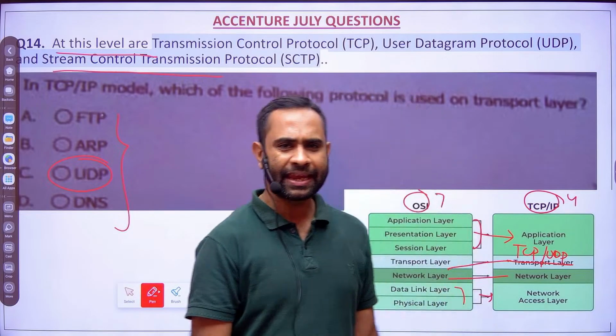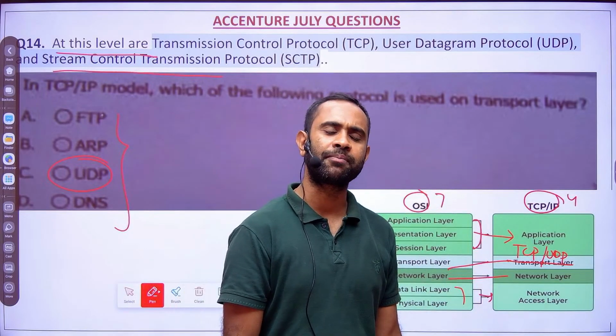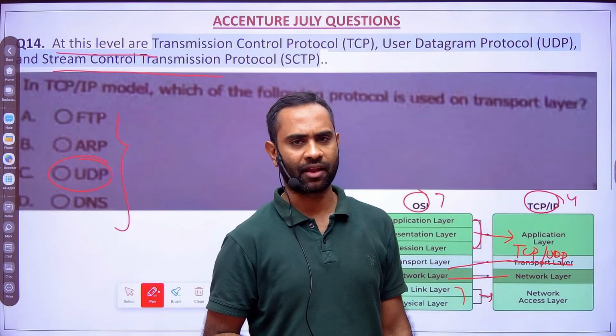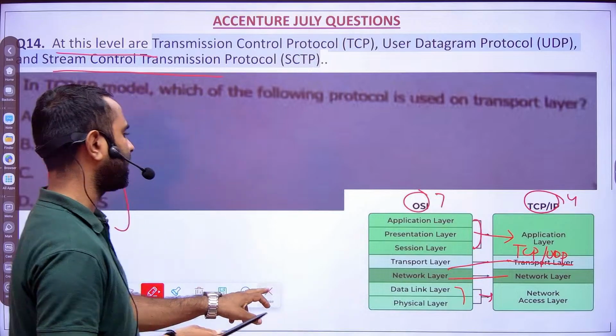Friends, in UDP actually what happens? We see sometimes the data loss, but in TCP you will not see any data loss. But UDP will be quite fast.